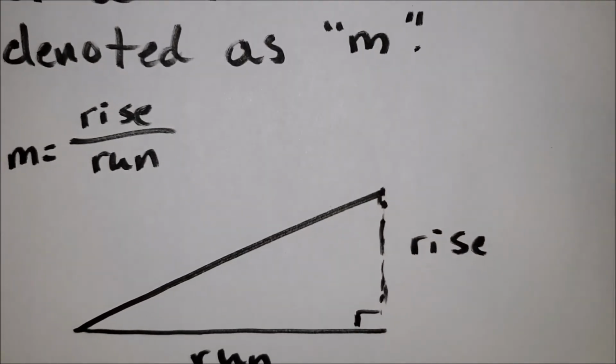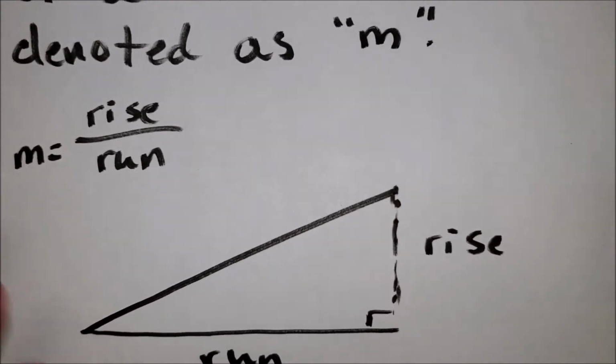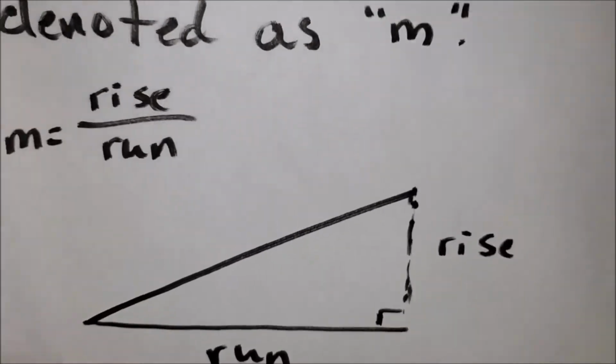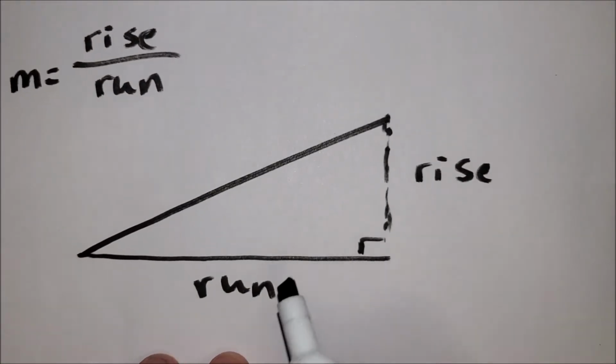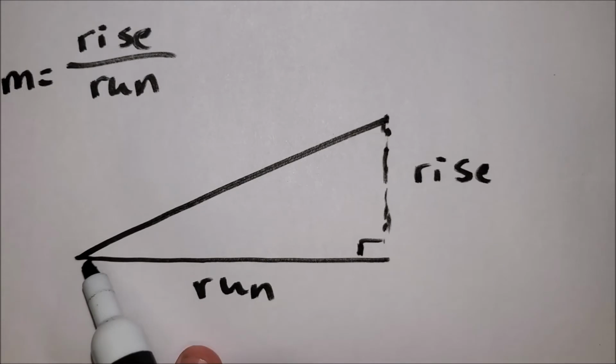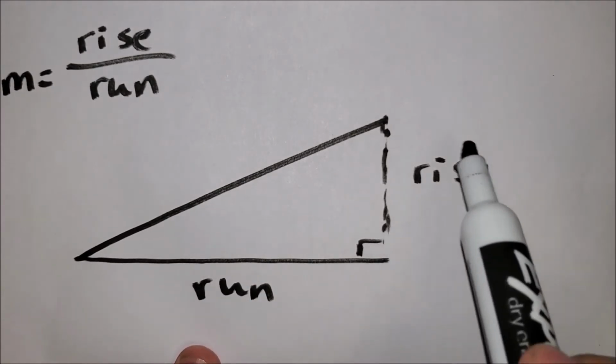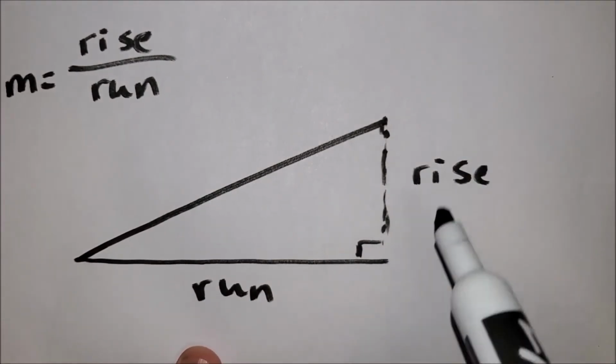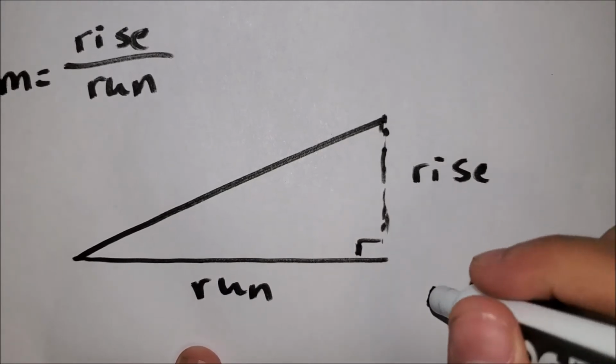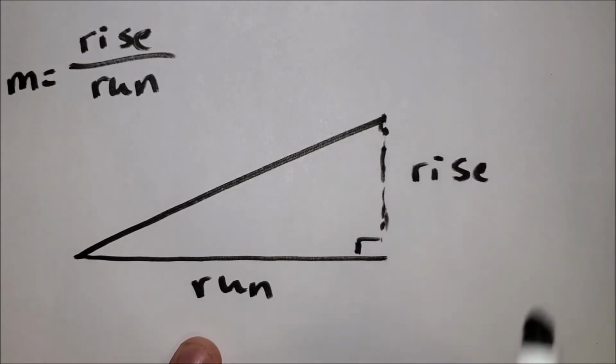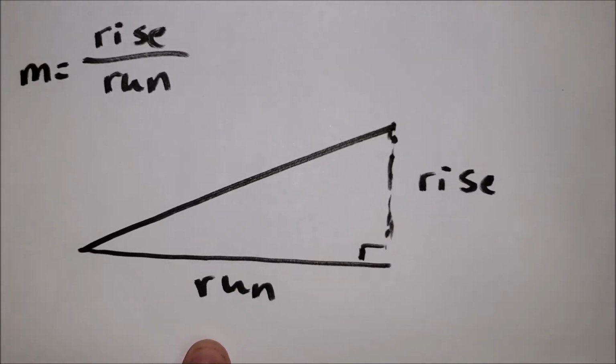So if you were to have a line, you'd kind of look at it, and our run is how far it goes in the x, and our rise is how far it changes in the y. Now this change in y could be up or down, depending on the graph.